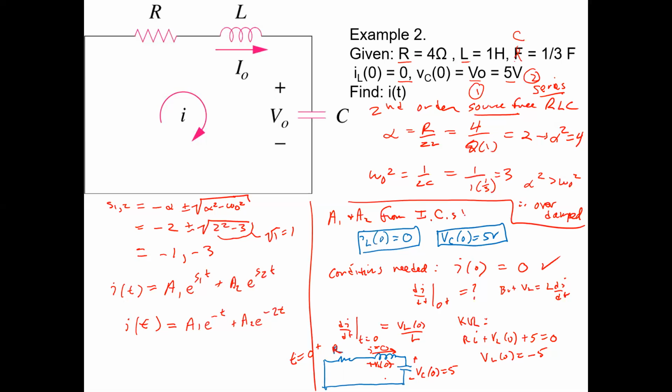So you can read that circuit and say, yeah, VL of 0 plus must be -5 when you're looking at that. You should get good at that. And therefore, di/dt at 0 plus, t equals 0, equals -5 over 1, because that's what L is, which is -5 amps per second. Okay, those are the two initial conditions we need to define that solution.